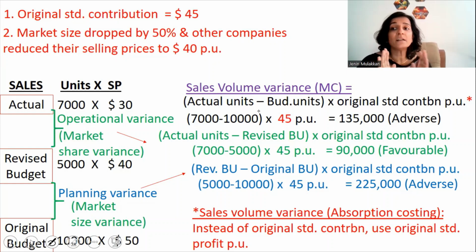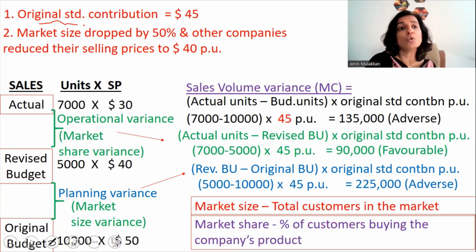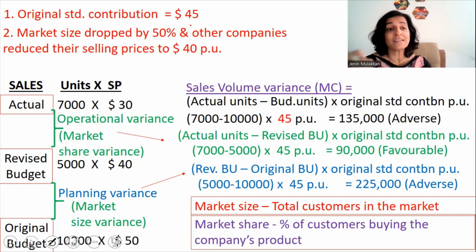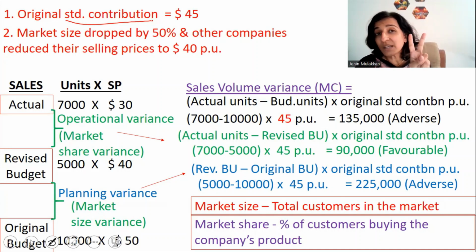So whenever you get a question on planning and operational variances relating to sales, the first thing that I want you to do is you have to take note of the original standard contribution from the question. Either it will be directly given or we will have to do some small calculation. What is contribution? It is selling price minus variable cost. Or sometimes in the question, it will be standard profit that is given. So immediately take note of that. Or you might have to do a small calculation. What is profit? Selling price minus variable cost minus the fixed cost per unit. So do that small calculation and take note of it.